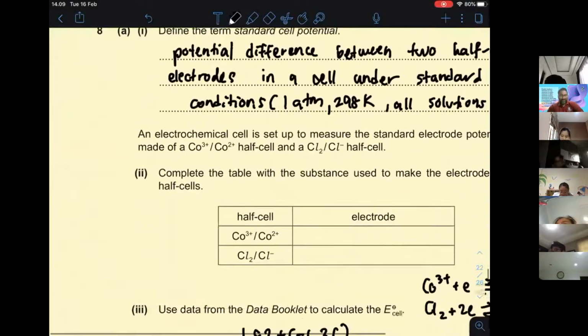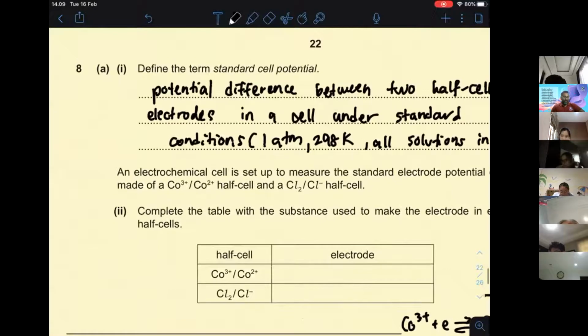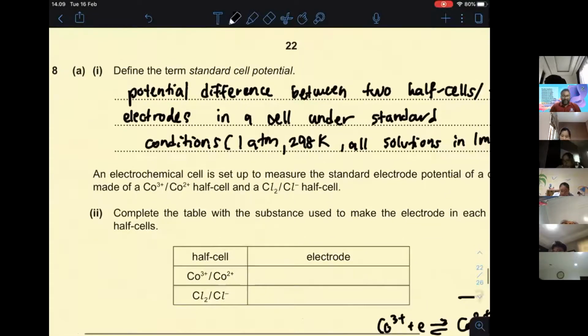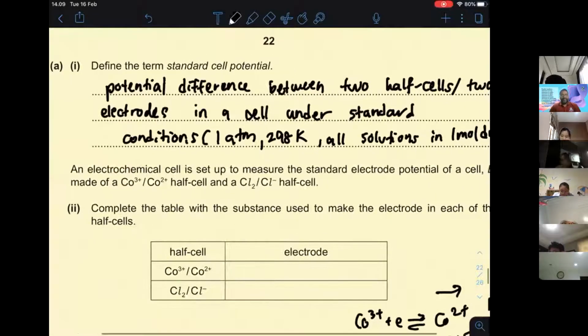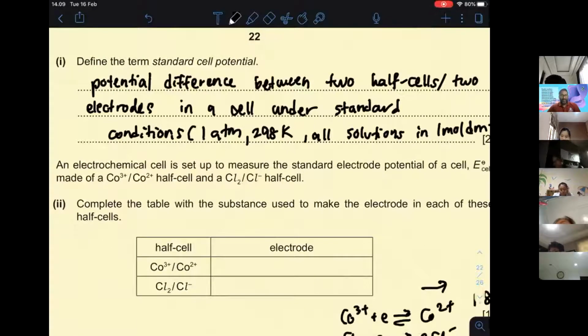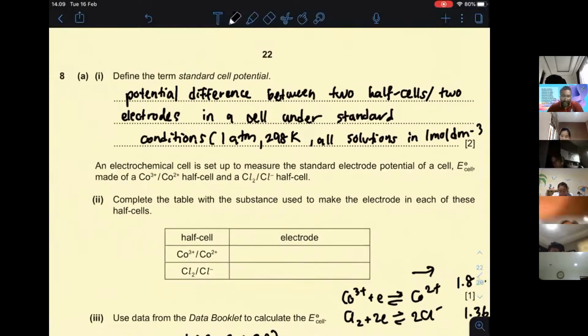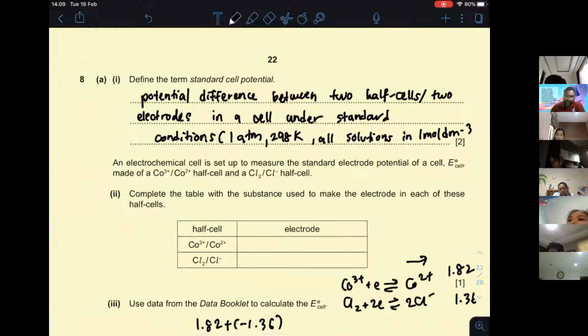Okay, now next question, number 8, the last question. Define the term standard cell potential. Now standard cell potential is going to be the potential difference between two half cells or two electrodes in a cell under standard condition. If you just say standard condition it is not enough, you need to mention that it is going to be at 1 atmospheric pressure, 298 Kelvin, and all the solutions are in 1 mole per dm cube. So you need to mention all this. If not, you will get only 1 mark.